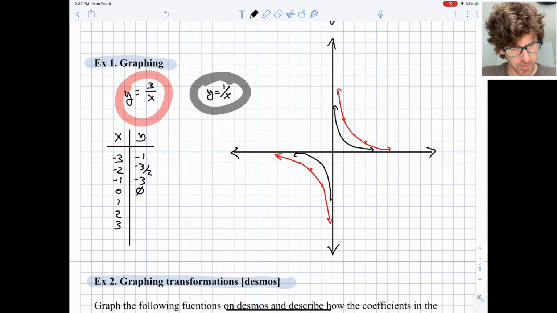If x is 1, y will be 3. If x is 2, y would be 3 halves. And if x is 3, y would be 1. So we're just plotting points and verifying that we have a vertical stretch happening here.